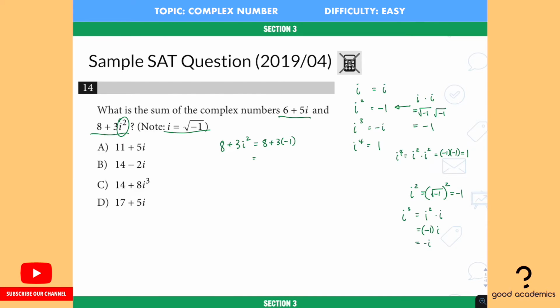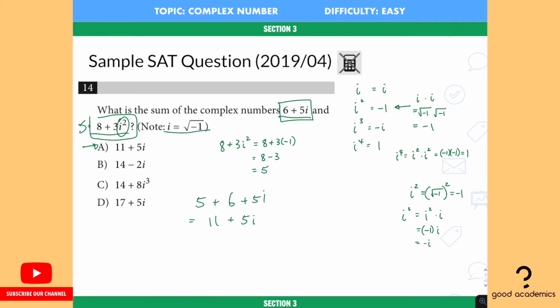So that means we have 8 minus 3, and that simply is 5. So this thing right here is equal to 5. Then let's add this with the 6 plus 5i. That is very straightforward. It's just 11 plus 5i. And the answer is right here.